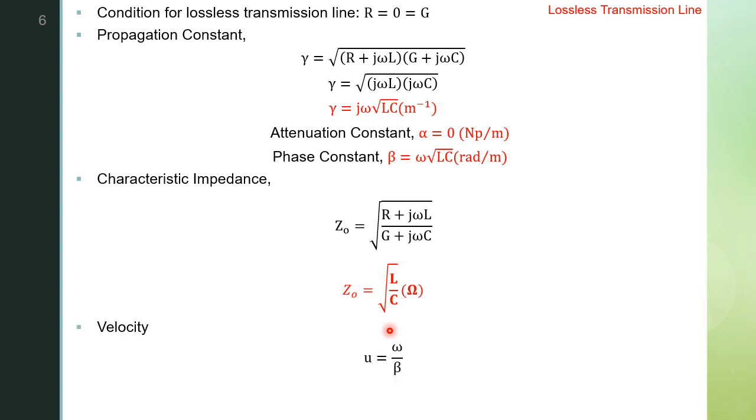Now, when you consider the velocity, the expression is u is equal to omega by beta. Already we know beta equal to omega root LC, so we get the velocity as 1 by root LC, and the unit of velocity is meters per second. So in our case of solving the problems, if it is given as lossless, we can substitute these expressions and find the value of beta, Z0 and velocity.